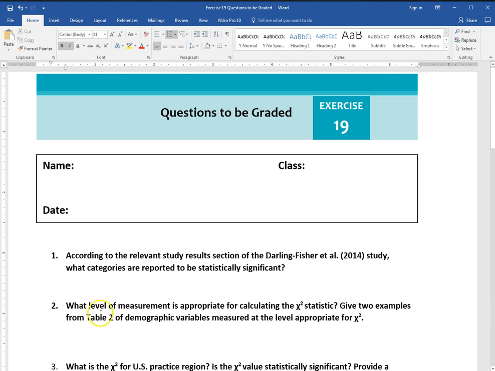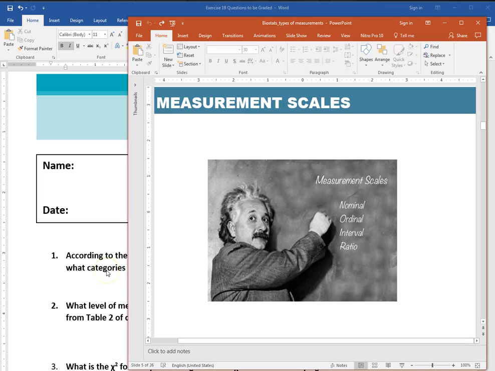Number 2, what level of measurement is appropriate for calculating the chi-square statistic? So this is asking what level of measurement of data we would use chi-square for. So here are our measurement scales or levels of measurement. We have nominal, ordinal, interval, and ratio. So it's going to be one of these types of measurements. So which one is chi-square used for?